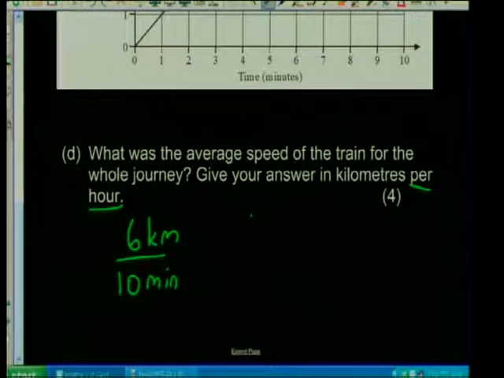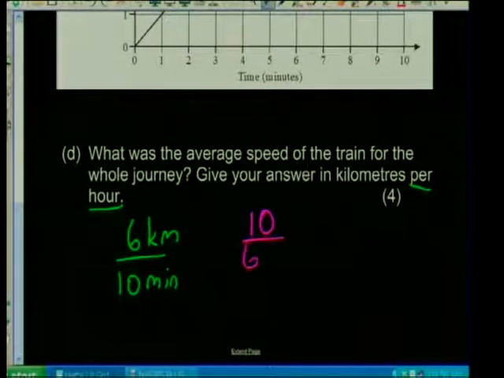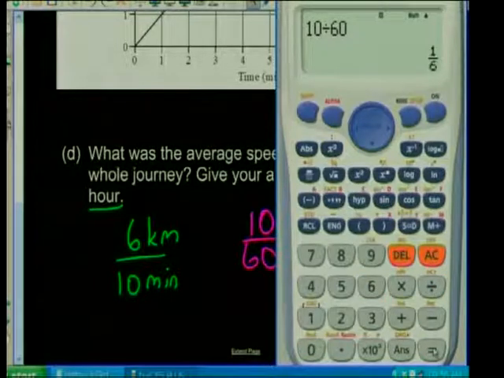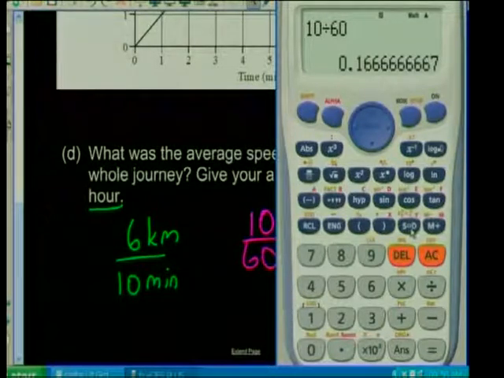Now that's going to give me an answer in kilometers per minute. So what am I going to do? I'm going to actually convert my 10 minutes into hours. And the way I do that is I divide by 60. So I'm going to get an answer. I can do that on the calculator by 10 divided by 60. And we get 0.16, okay.